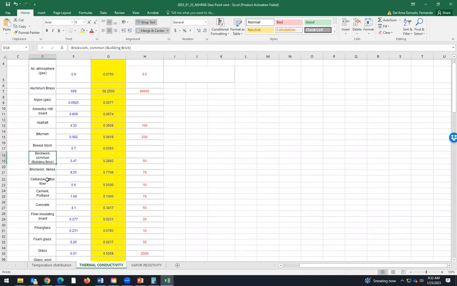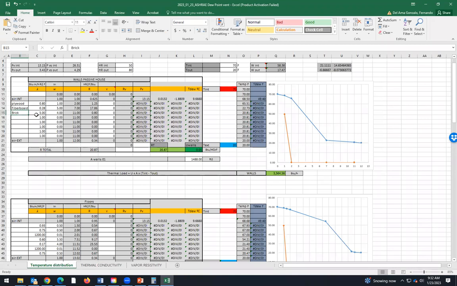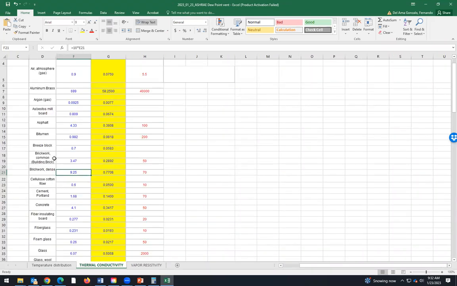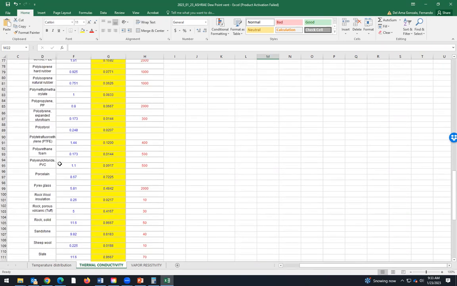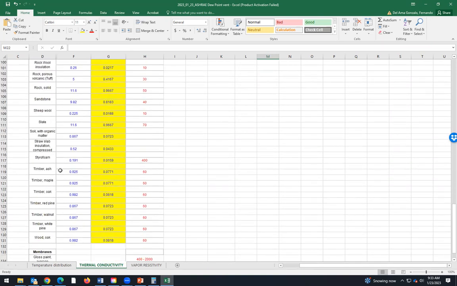And for brick, we have brick common and brick dense, and this is 3.4 and this is 9.25. In this case, the thermal conductivity of brick is 5. That's because not all bricks are the same in terms of thermal conductivity. So we can have different kinds of bricks here, but it's not that important.